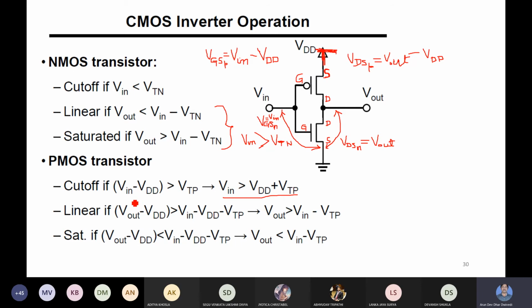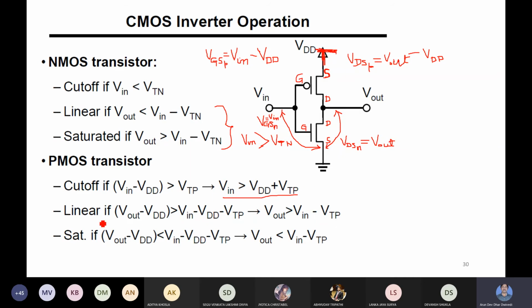So VGSP means Vin minus VDD. It should be greater than VTP for the cutoff condition. For the NMOS, cutoff required Vin less than VTN, but here it is the opposite condition: Vin minus VDD, which is VGSP, should be greater than VTP. Then it is the cutoff condition. Further, this can be solved by taking VDD to the right side, so Vin is greater than VDD plus VTP.